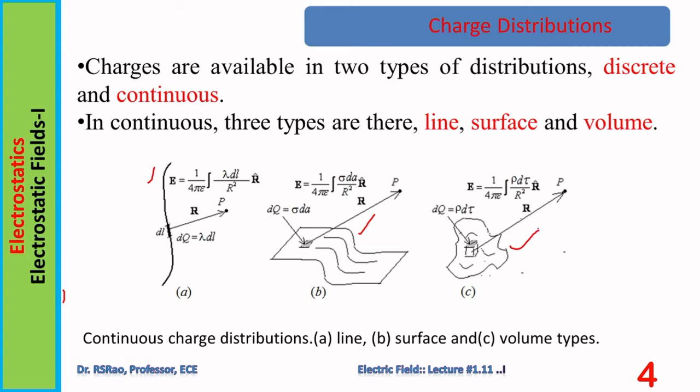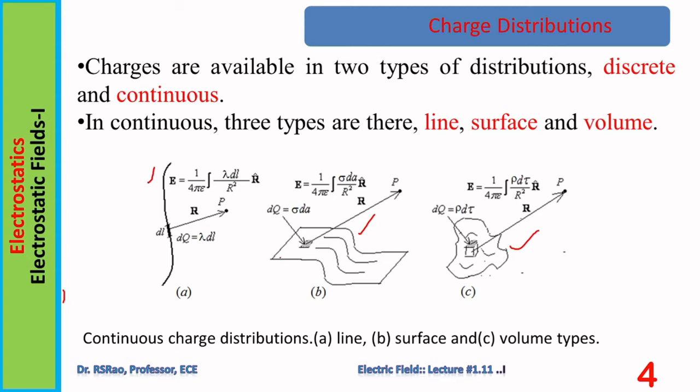Here we try to find out expressions for field intensity in the field due to line charge distribution, surface charge distribution, and volume charge distribution. For that, we need to know certain aspects of these three distributions together called continuous charge distributions. First, consider line charge distribution. Line charge distribution is one where the charge is in the form of a very thin line. Only length dimension is there as far as these charge distributions are concerned.